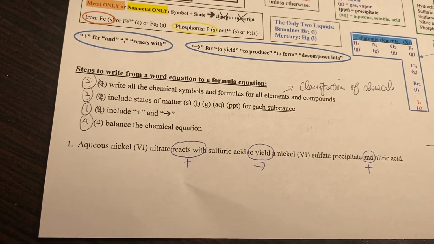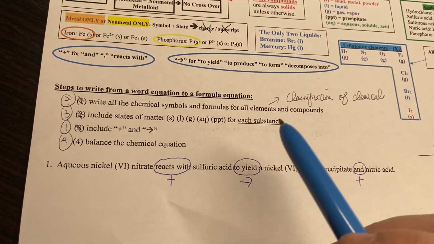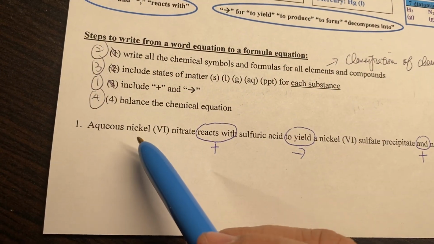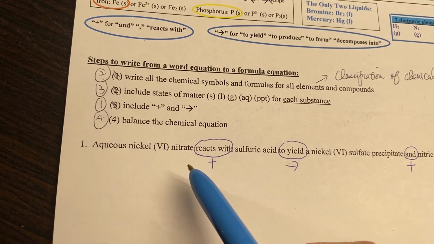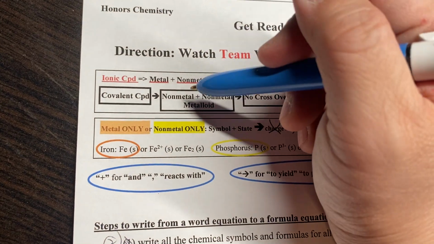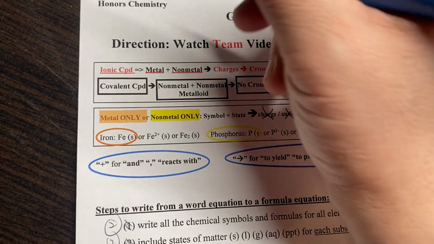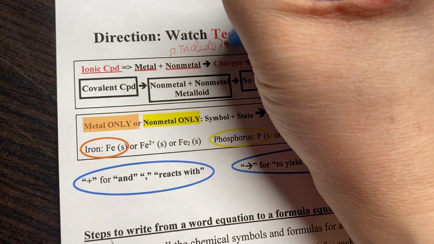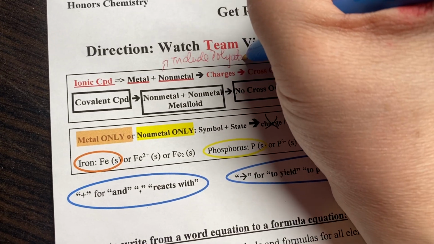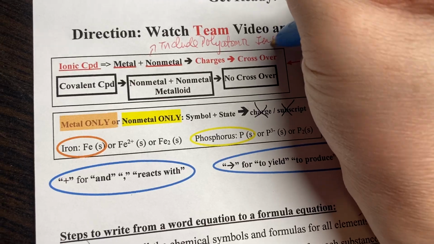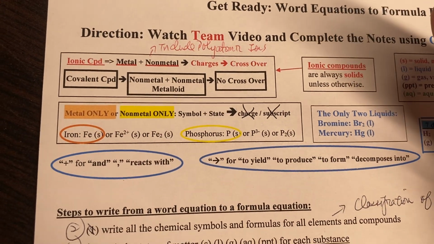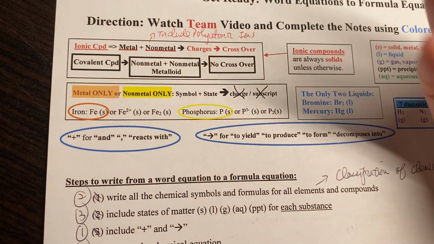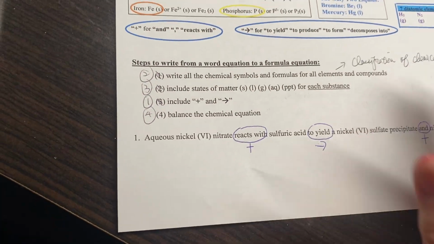And then the next step is we're going to classify each chemical using the highlighter or color pen. We can see that aqueous nickel VI nitrate is actually ionic. So for ionic, you have the metal and non-metal. That non-metal also includes polyatomic ions like SO4 2-, CO3 2-. You want to use the pink sheet, so you must have the pink sheet ready. So we can identify them as ionic.